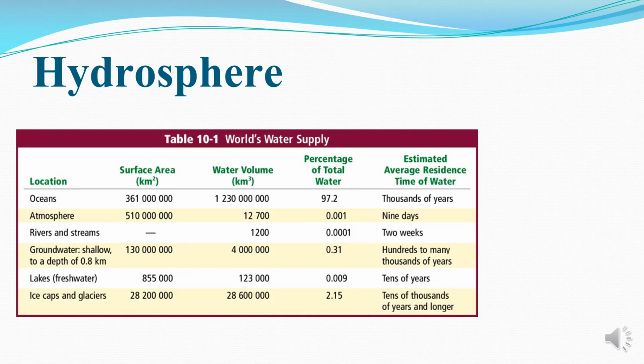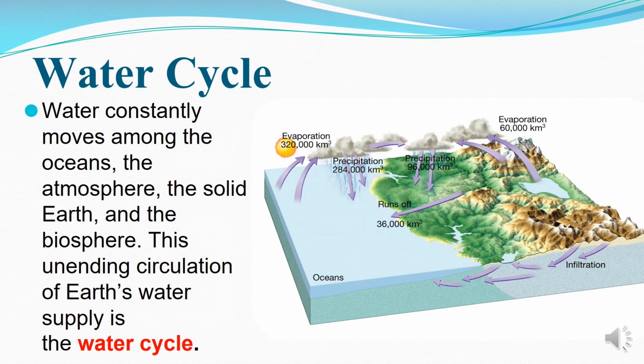Well, here's the hydrosphere. So again, our oceans are 97%, and the fresh water is just lakes. Look at that. Ice caps and glaciers. Like, we're not eating the ice caps and glaciers. We do not have a big amount of fresh water.